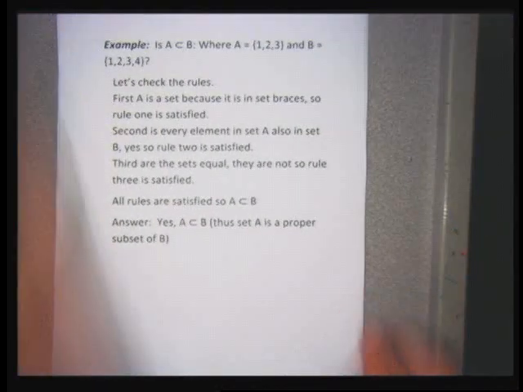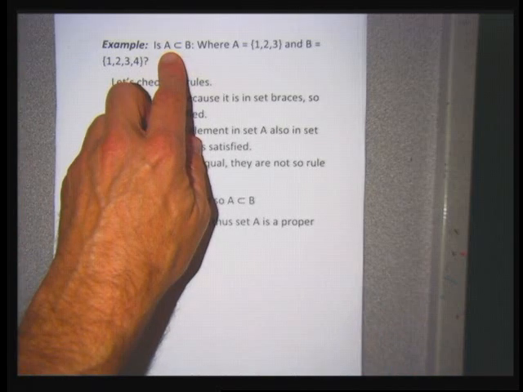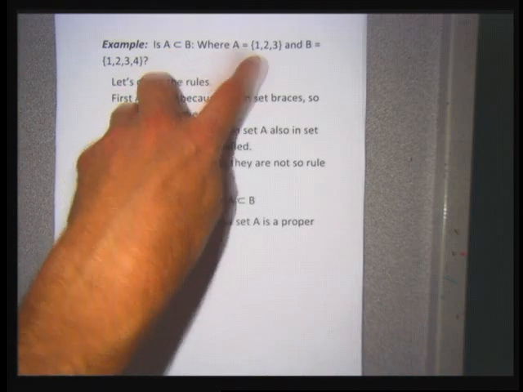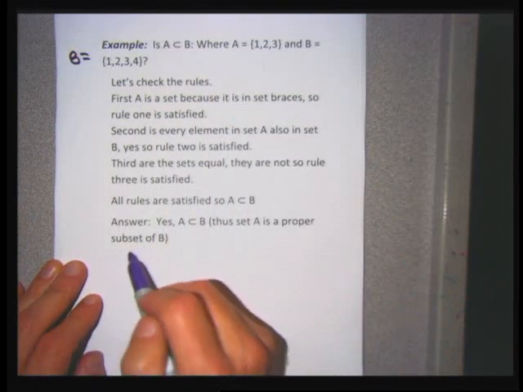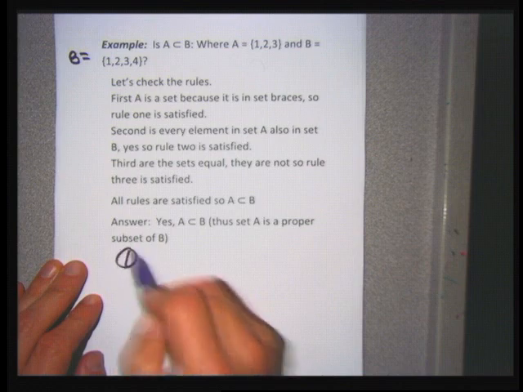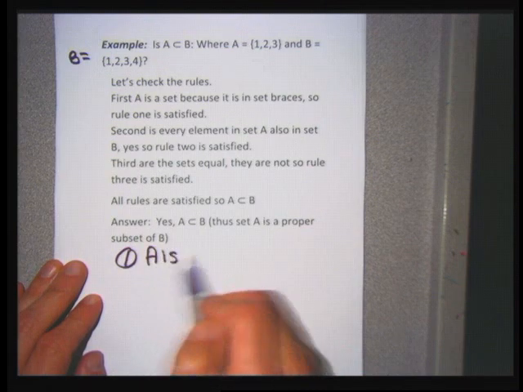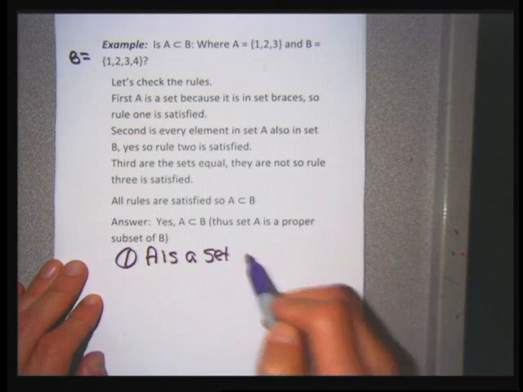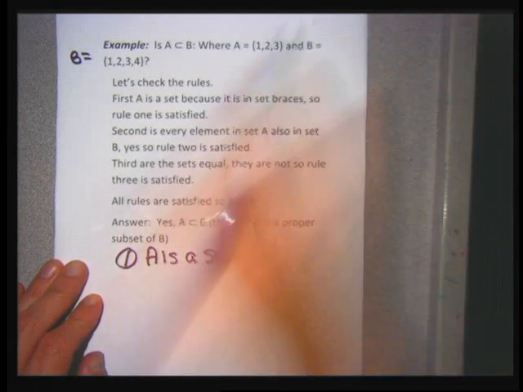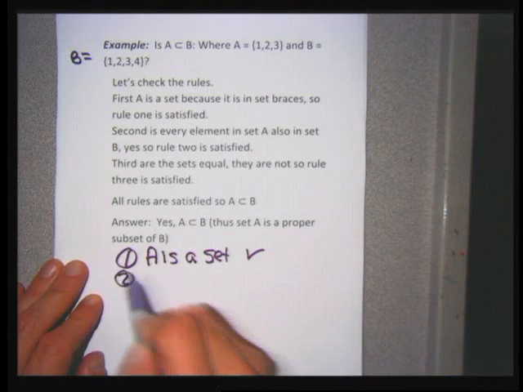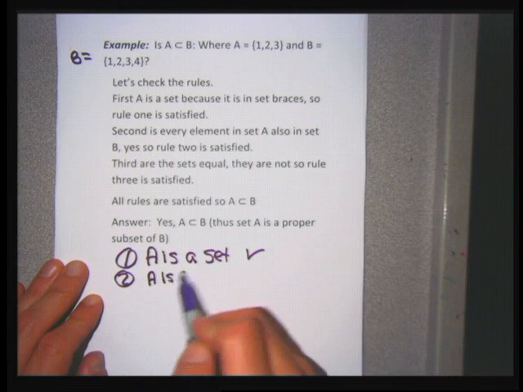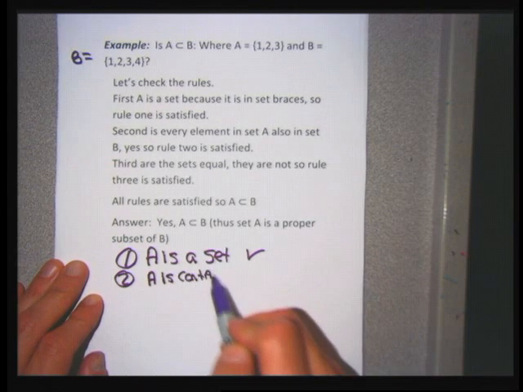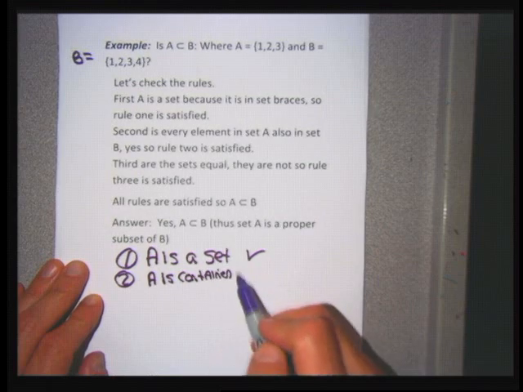All right, so example for proper subset. Is A a proper subset of B, where A is the set {1, 2, 3}, and B is the set {1, 2, 3, 4}? So I go through my first rule. First rule is A needs to be a set. And A is a set because it's written in set notation. So that rule is satisfied. Second rule, A needs to be contained in B. That means every element of A has to be in set B.